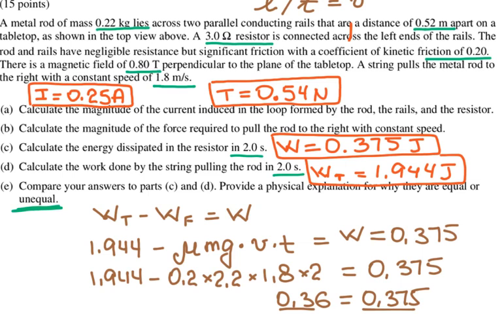So not all the work that is done by the person or the machine that is pulling the rod is converted into the heat and energy that the resistor takes away. So some of it is taken away by the friction.